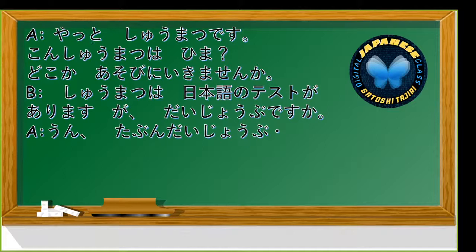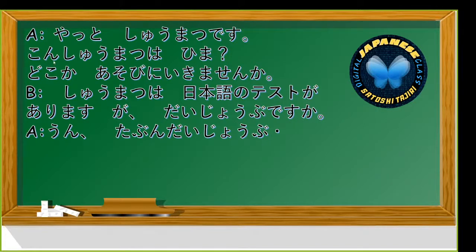So in this context, we have our yatto. This is an expression of finally. Then we have shumatsu, weekend. So you're saying finally it's weekend. Then we have our konshumatsu. What is konshumatsu, Jerome? This weekend, Sensei. Very good. This weekend. Then hima is available. So you're saying, this weekend, are you available?